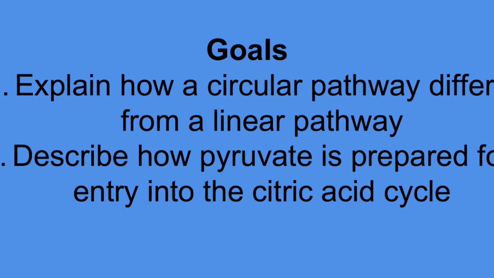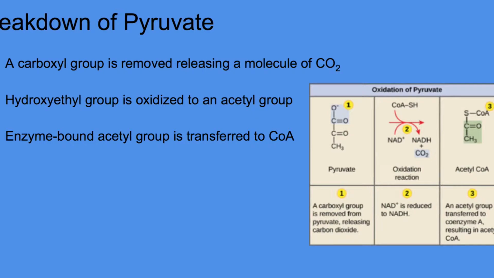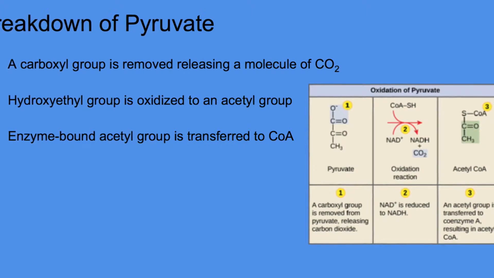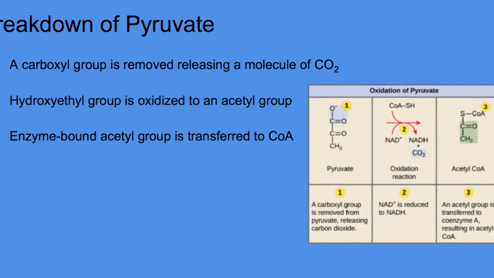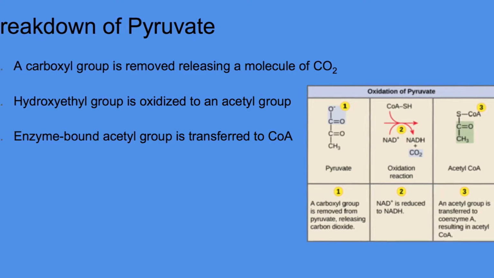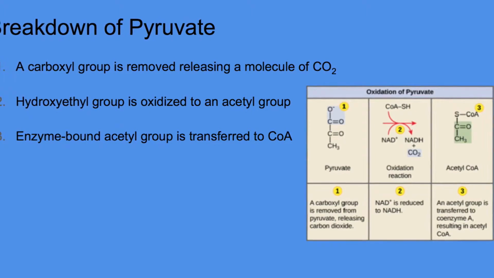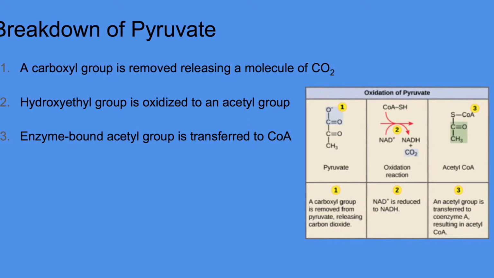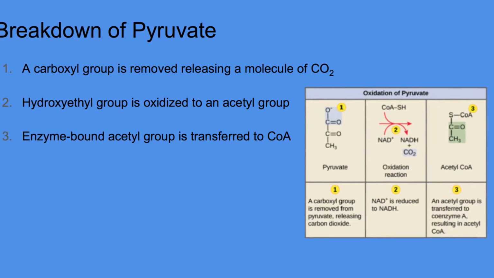We are going to start with a breakdown of pyruvate, a three-step process. Step 1. A carboxyl group is removed, releasing a molecule of carbon dioxide. This results in a 2-carbon hydroxyethyl group bound to the enzyme. This step is done twice because glycolysis produces 2 pyruvate molecules for each glucose molecule metabolized.